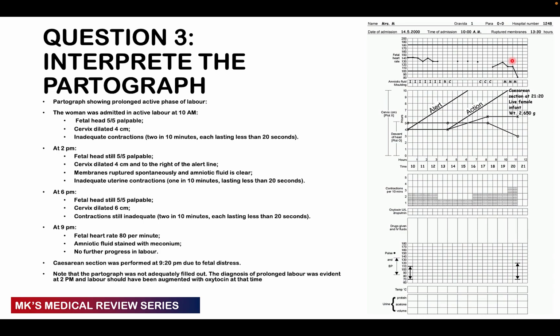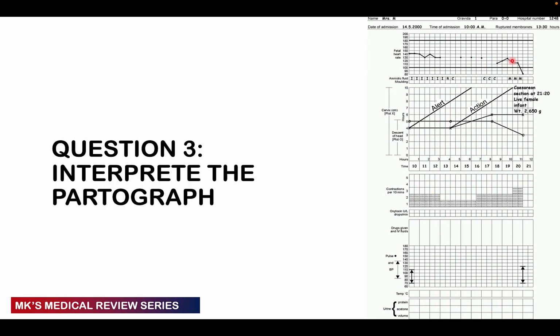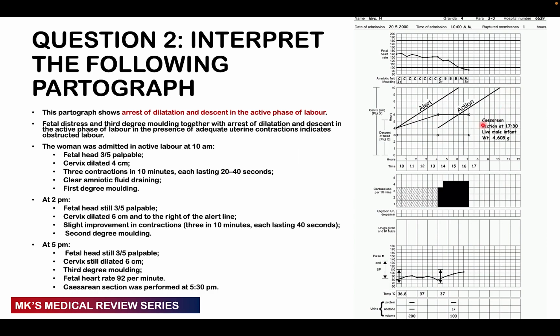One thing I forgot to actually mention on the previous question is that, as you can see, there was a live male infant that was delivered via C-section at 17:30, and the fetal weight, you can see, 4.6 kg. No wonder this actually was not really progressing.